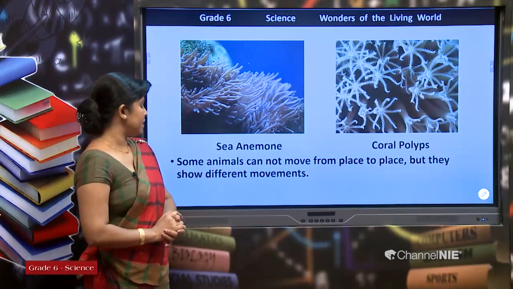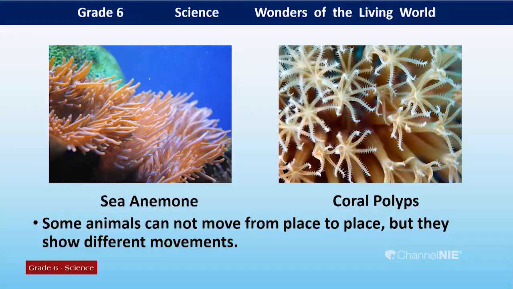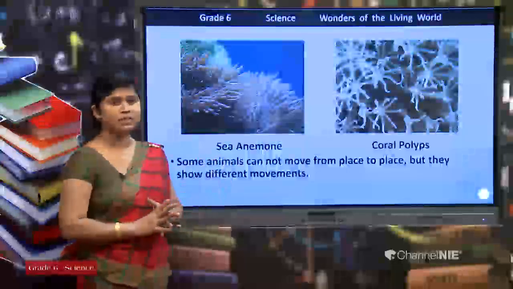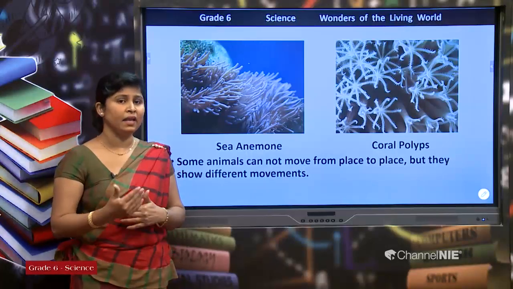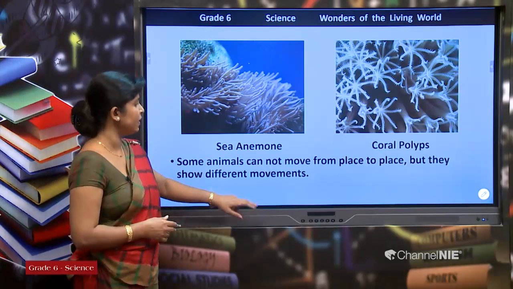Some animals cannot move from place to place, but they show different movements, right. Now, here are some examples for such type of animals: sea anemone and coral polyps. They can't move from one place to another. Actually, they are fixed onto a surface, but they are animals. They can show different movements, but they can't move from one place to another.